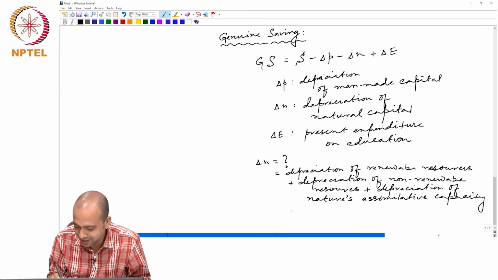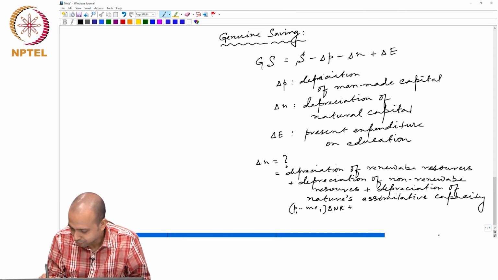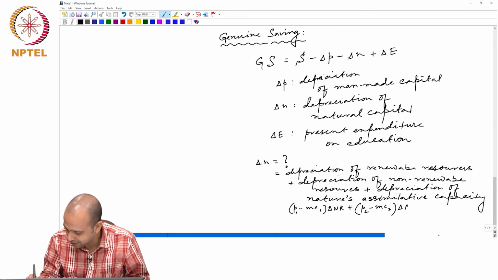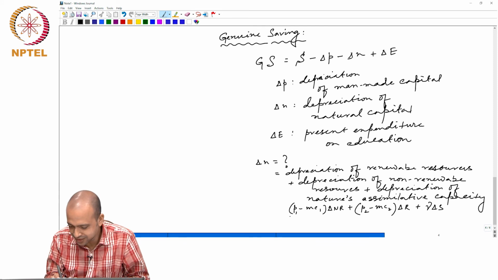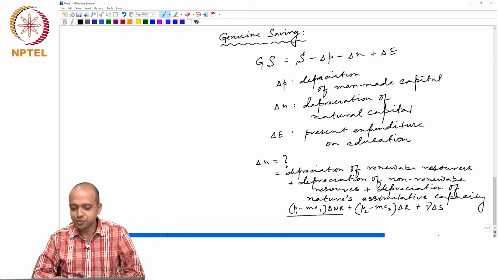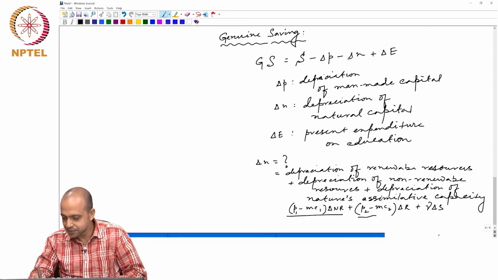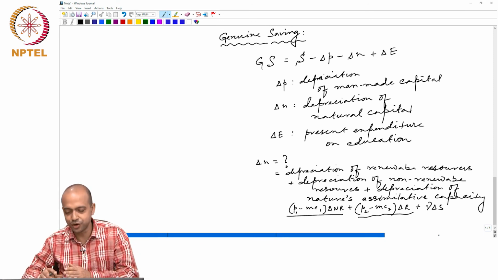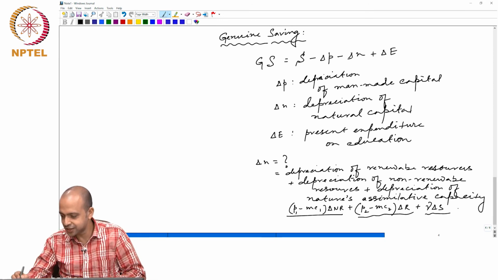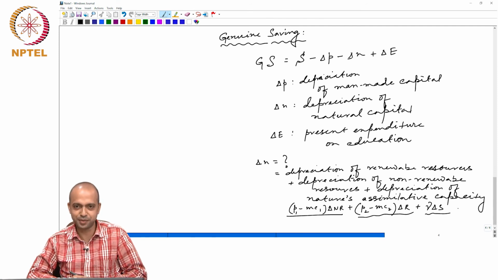So, we need to consider P1 minus MC1 into delta NR, then P2 minus MC2 into delta R, and plus gamma into delta S. This is the value of depreciation of non-renewable resources, P2 minus MC2 into delta R is the value of depreciation of renewable resources, and this is the value of depreciation of nature's absorptive capacity. Indirectly we can say that.